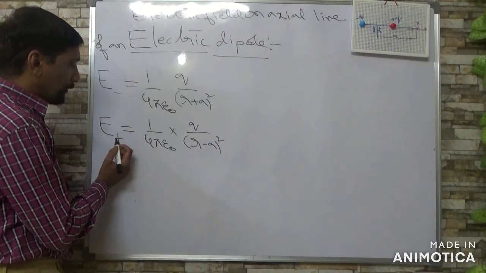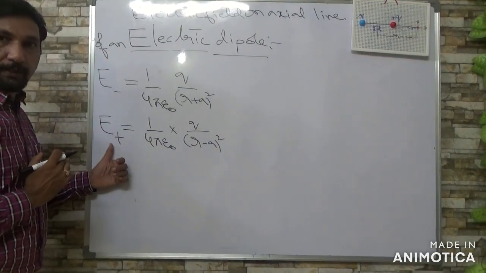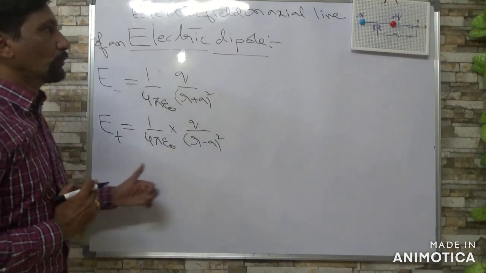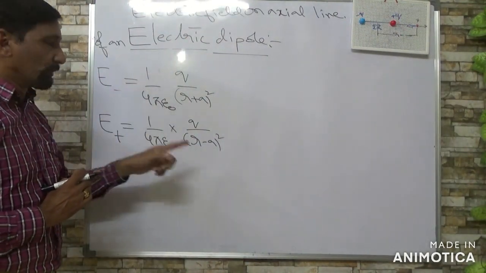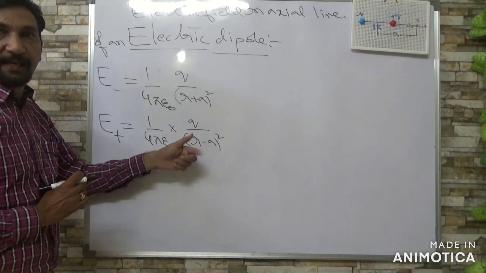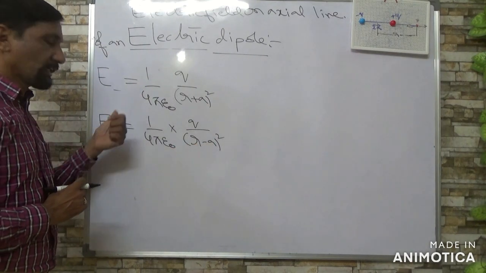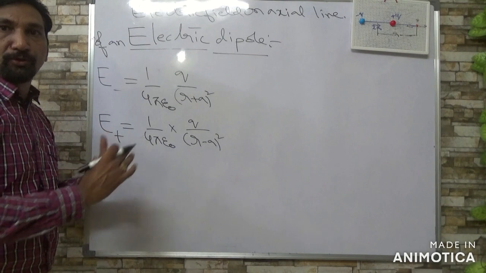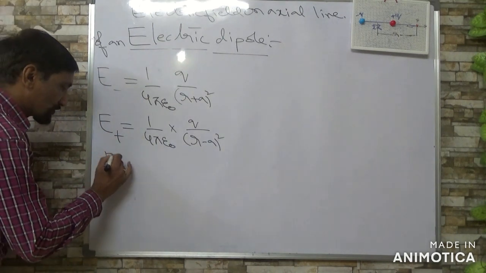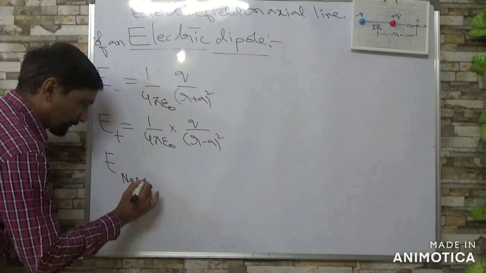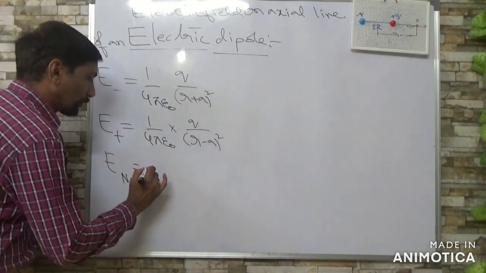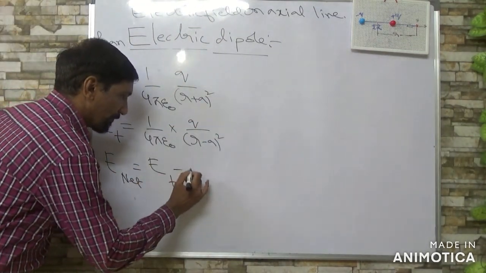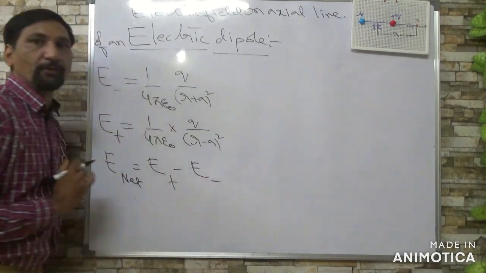So the electric field strength due to the positive charge will be more than that due to the negative charge, because you see, r minus a, less distance corresponds to more strength, no? So that is why the net strength at this point is equal to positive minus negative.